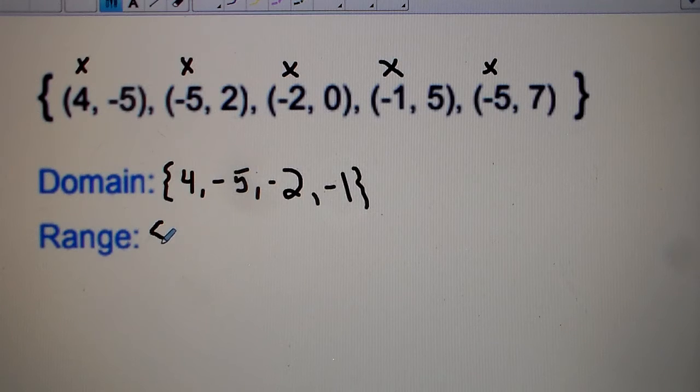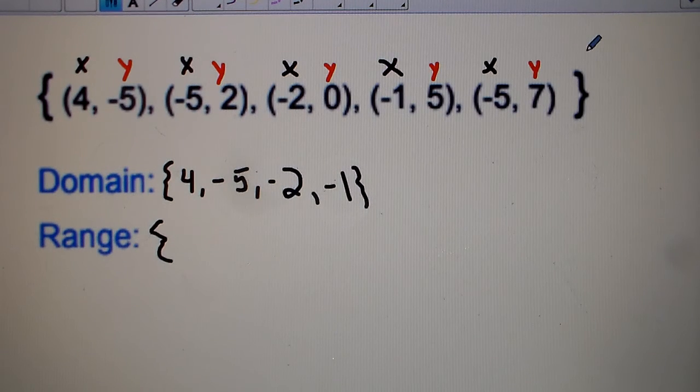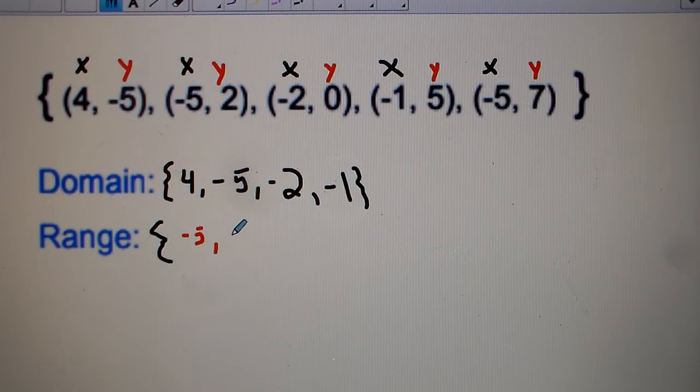The range is the list of the y values. -5 is a y value, 2 is a y value, 0 is a y value, 5 is a y value, and 7 is a y value. So then we list out the y values: -5, 2, 0, 5, and 7. So that's the set of the range, all the y values. That's all I'm looking for here with this data set. So let's do another one.